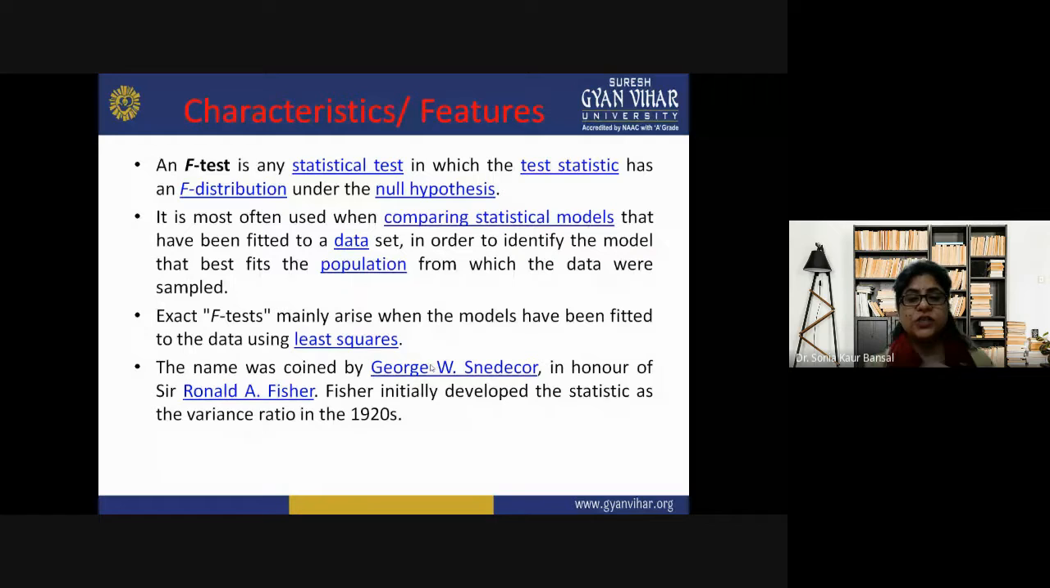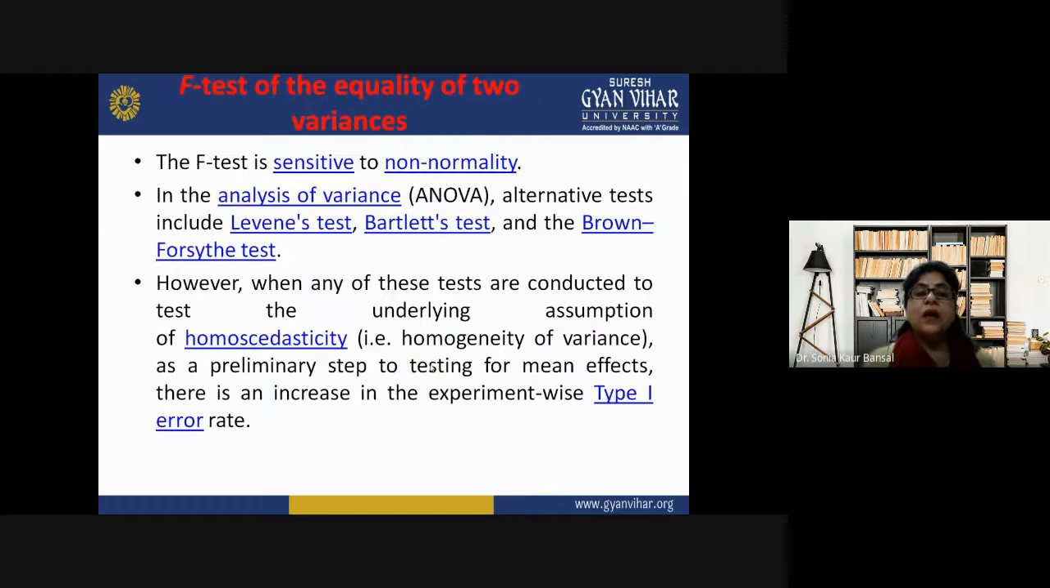Fisher initially developed the statistic as the variance ratio in 1920. So the name was coined by George W. Snedecor. Just remember these two names, in honor of Sir Ronald A. Fisher. Now, the F-test of the equality of two variances: from the beginning we are saying that the F-test is used for finding out the true equality of two variances from two or more groups. Are they equal? The F-test is sensitive to non-normality.